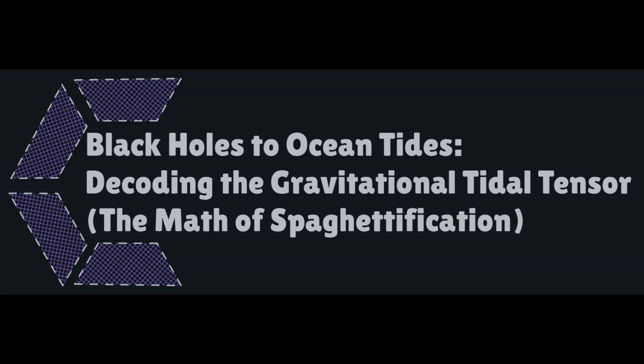That 1 over r cubed term blows up. That's the spaghettification. The differential force becomes catastrophically large. And this tidal tensor, derived just from Newtonian gravity and calculus, lets us calculate exactly how strong that force is. It gives us a precise measure of the physical distortion. It takes us from just saying gravity is strong to quantifying the rip-you-apart stress.